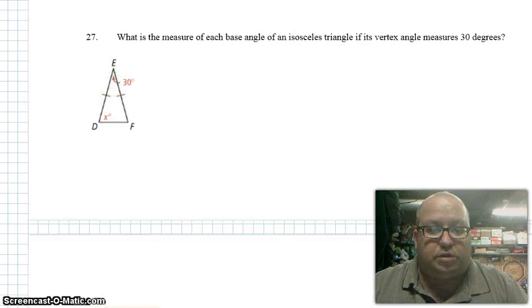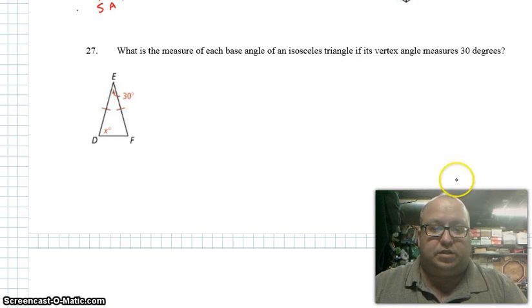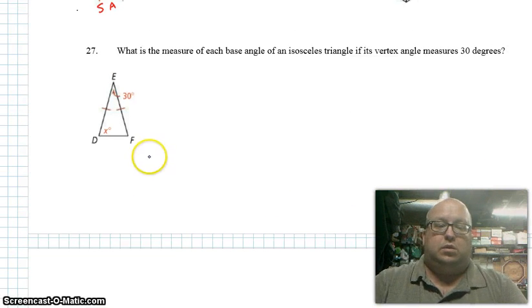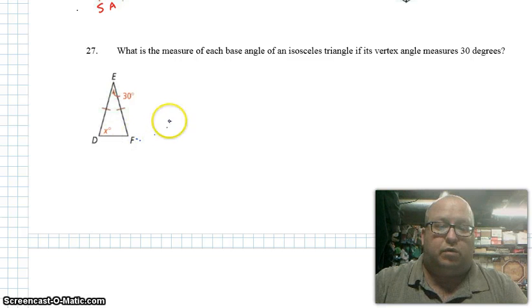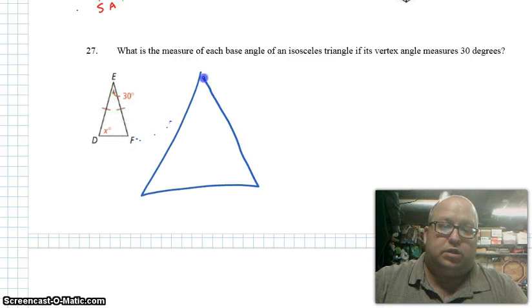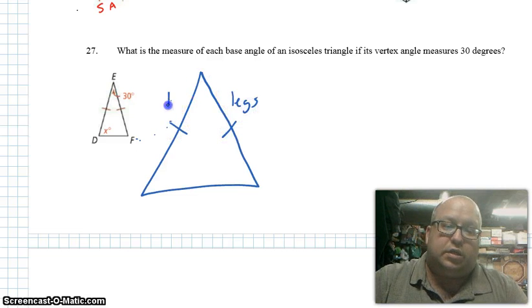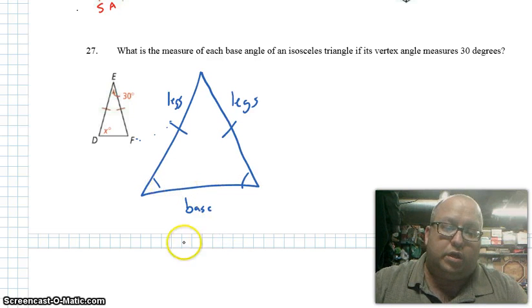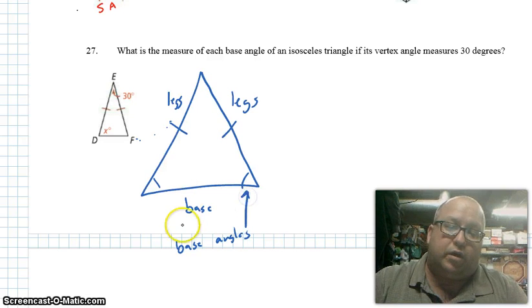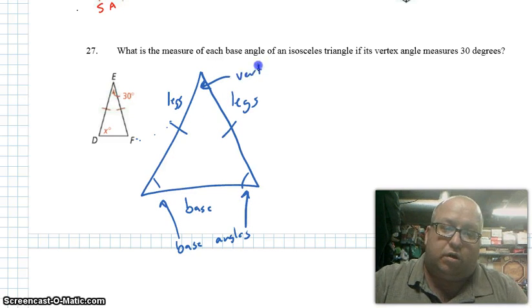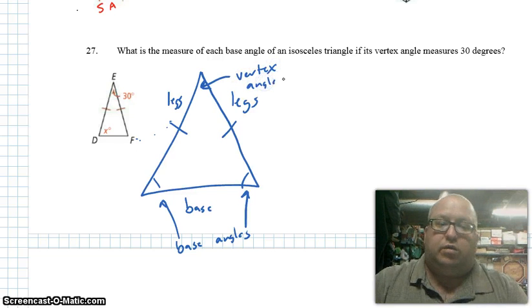All right, what is the measure of each base angle of an isosceles triangle if its vertex... Whoa, whoa, whoa. Okay, so first of all, what's going on here? This is an isosceles triangle. These are called the legs. This is called the base. The angles here and here, these are the base angles right there and right there. In an isosceles, they're equal. This angle up here is called the vertex angle.